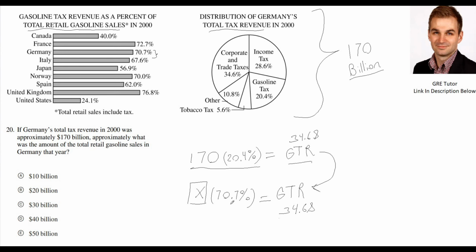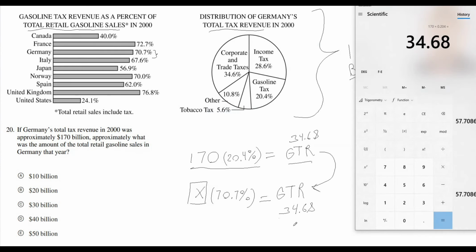So the way we solve for x is we divide by 70.7. So we take 34.68, we divide that by 70.7. Well, actually, sorry, change that. We divide that by 0.707. And that's because 70.7% is 0.707, because we've divided by 100 again.